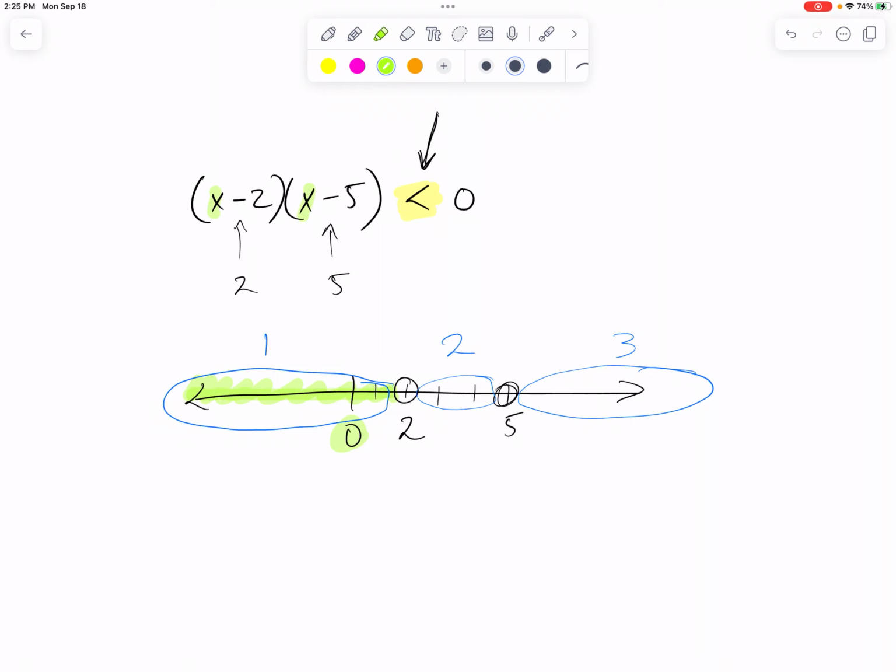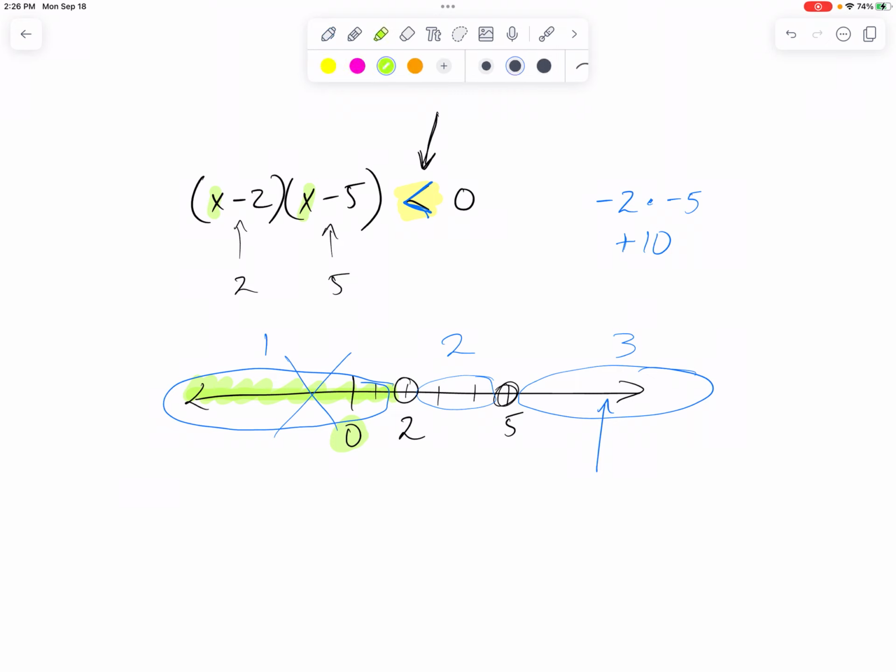Well, if I did that, guess what I would get? I would get 0 minus 2. That's -2. And then I'd get 0 minus 5. That's negative 5. What's negative 2 times negative 5? It's positive 10. Well, if it's positive, it's not going to be less than 0. So this information this time is not valid. It's not good stuff. In fact, I want to jump ahead to the pattern because I don't want to leave you hanging.